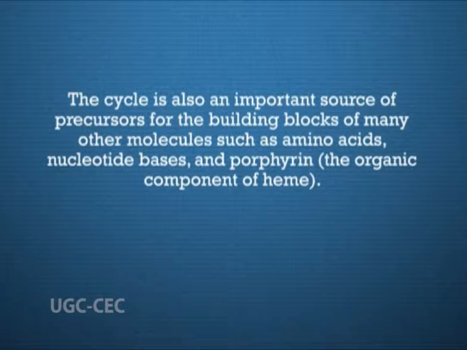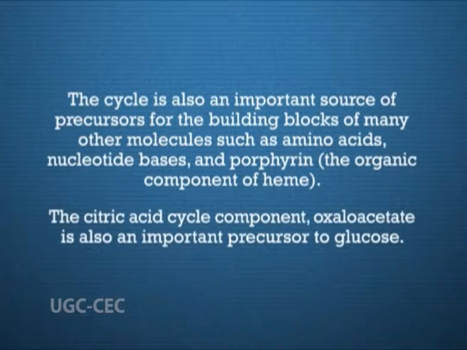The cycle is also an important source of precursors for the building blocks of many other molecules such as amino acids, nucleotide bases, and porphyrin, which is the organic component of heme. The citric acid cycle component, oxaloacetate, is also an important precursor to glucose.